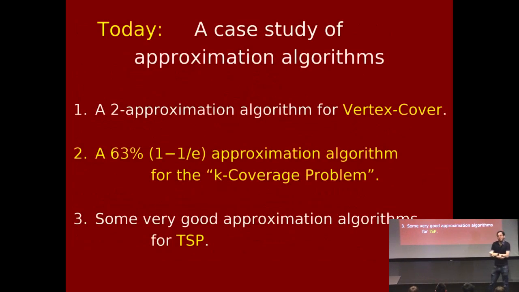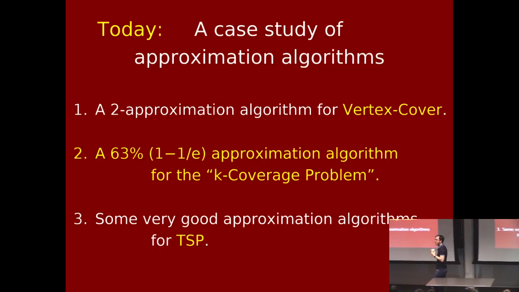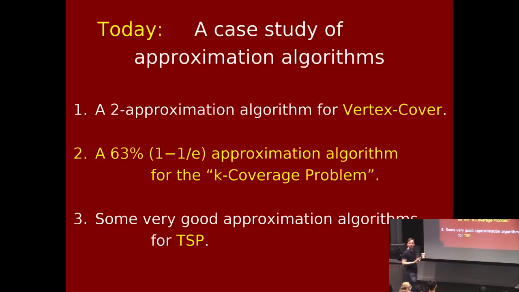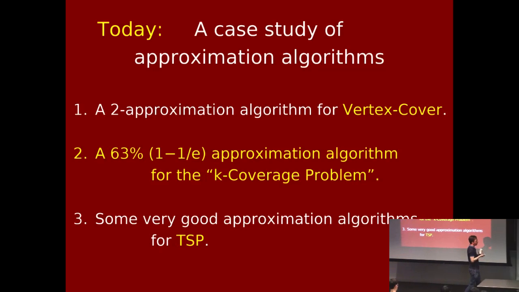OK, so that's the Pokemon coverage problem, 63%. That's funny. I put that in as an illustration of how every problem is kind of different. We tried the greedy algorithm for Vertex-Cover, it was horrible. We tried the greedy algorithm for K coverage, it was pretty good. So everything is different. Even though they're both NP hard, the situation is kind of different.